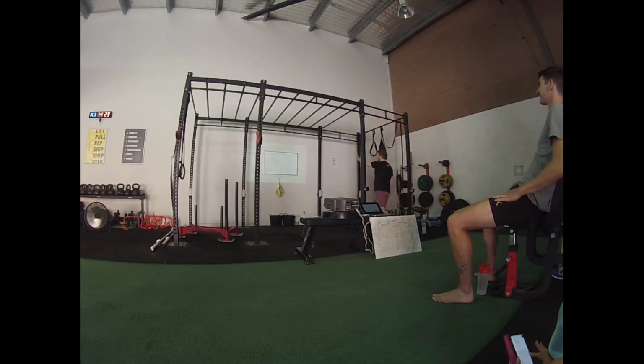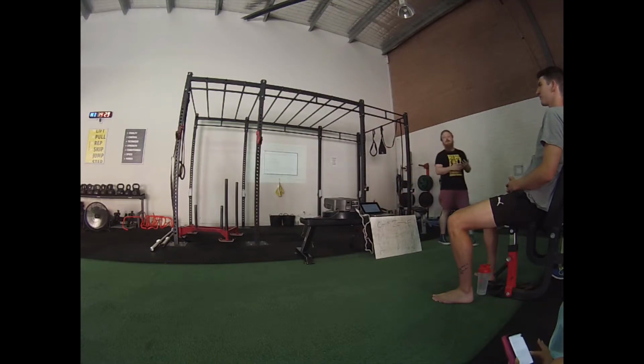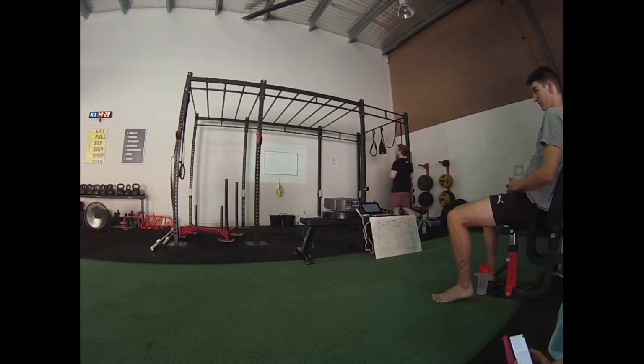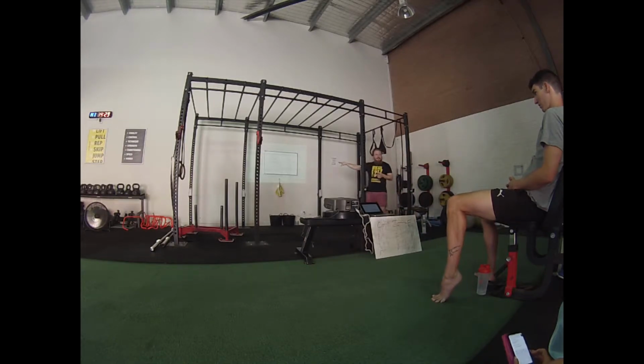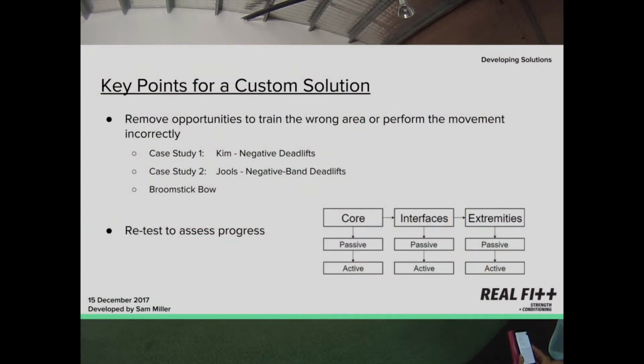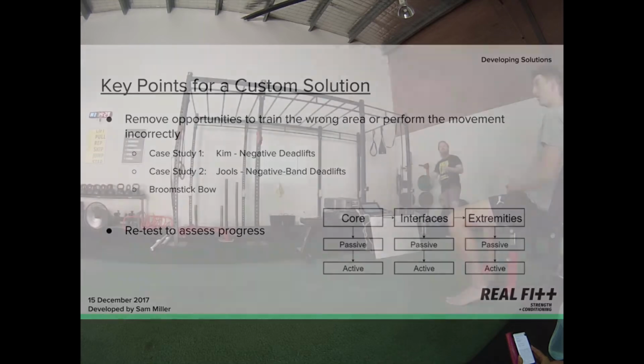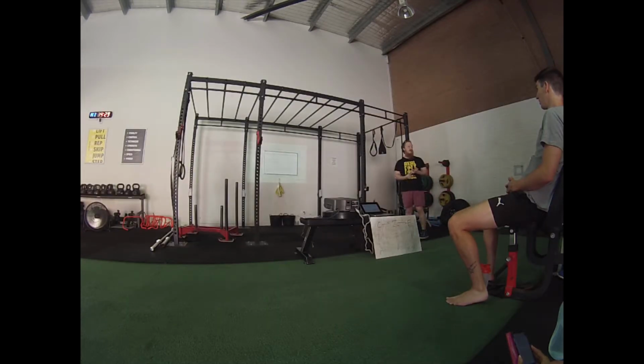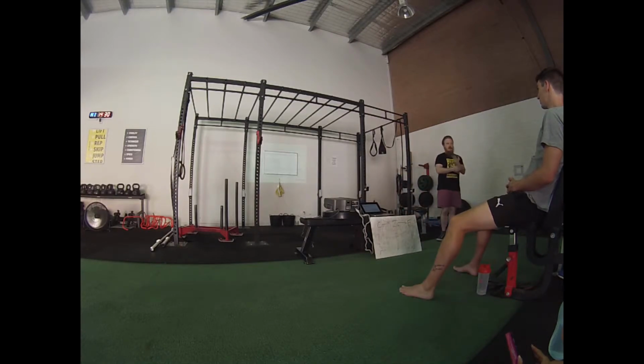When we started this section, we want to remove opportunities to train the wrong area or to perform the movement incorrectly. So the broomstick bow is a perfect example of both. Very hard to do it incorrectly because you have so much proprioceptive feedback. It's really useful if you're not PTing someone, you're giving them a program, because they don't need you to watch them to know if they've messed up. Point of contact with the head, shoulders, butt, shins. You lose any of those, you're doing it wrong.